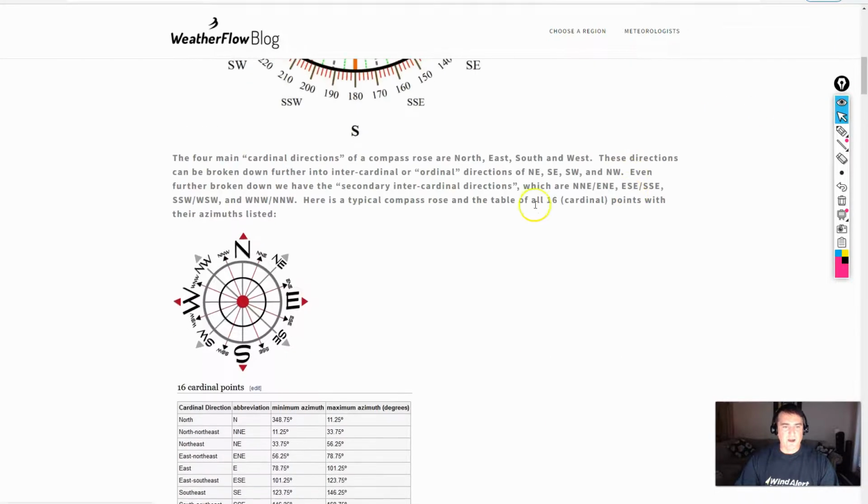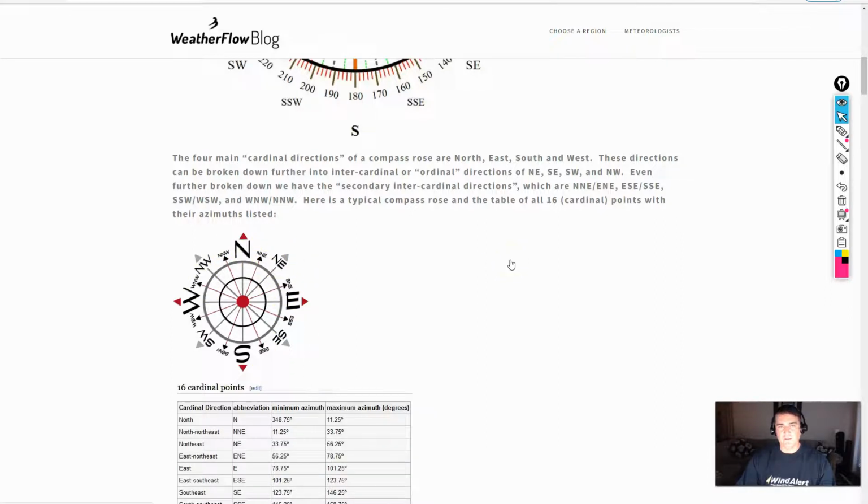If we go a little further down, we start getting into more directions of wind where we have northeast, southeast, southwest, and northwest winds, and those are called intercardinal or ordinal directions. And that's where you get the breakdown of secondary intercardinal directions such as north-northeast, east-southeast, south-southeast, and so on and so forth. That's what this little drawing right here is showing you, all the other different ones.